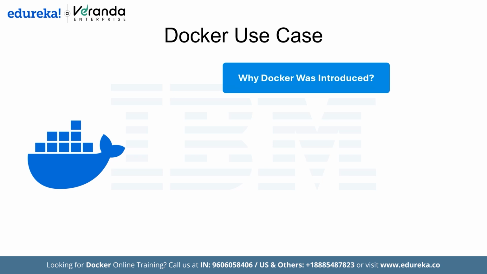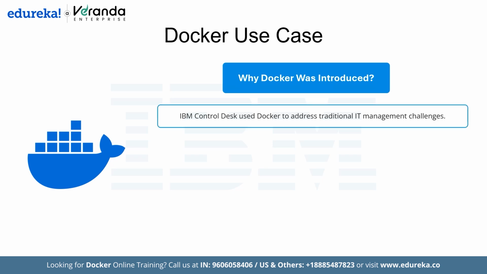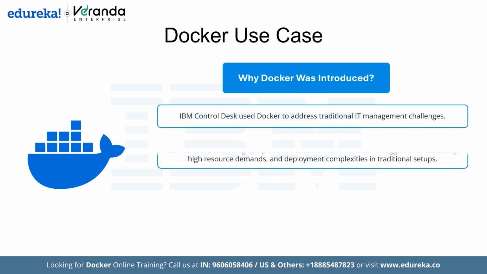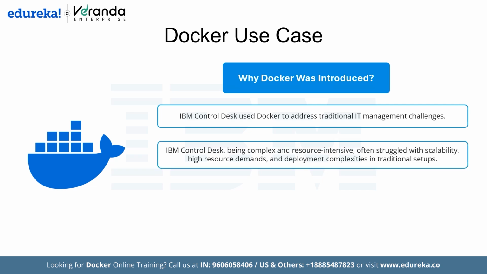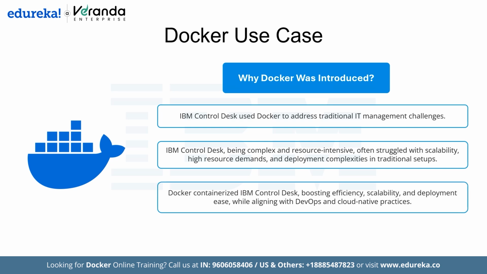So, let's see why Docker was introduced into IBM Control Desk. In the IBM Control Desk case study, Docker was introduced to address the challenges associated with managing traditional IT service management applications. IBM Control Desk, a complex and resource-intensive platform, often faced issues with scalability, high resource consumption, and complex deployment processes in traditional environments. Docker helped overcome these challenges by containerizing the application components, allowing for more efficient resource use, easier scaling, and simplified deployments. By using Docker, IBM Control Desk could quickly adapt to changes, reduce operational overhead, and also improve performance, aligning with modern DevOps and cloud-native practices.